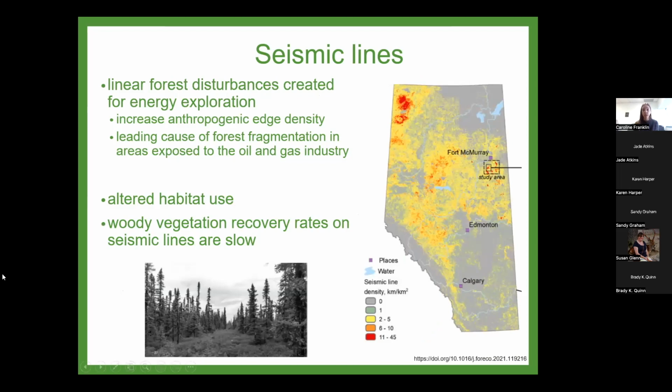These are narrow linear features, and they're created for energy exploration. And they really increase anthropogenic edge density. So you can see in the map here of Alberta, the yellow to red is representing the density of seismic lines in the province, and you can see it's quite dramatic. So they're actually the leading cause of forest fragmentation in areas exposed to the oil and gas industry. And they are problematic because they alter habitat use of many, many different species. And we know that woody vegetation recovery rates on these seismic lines are slow.